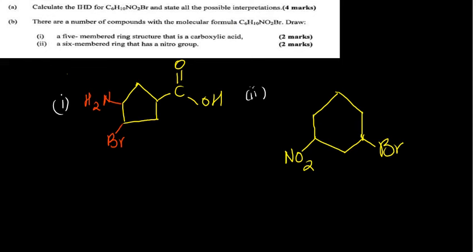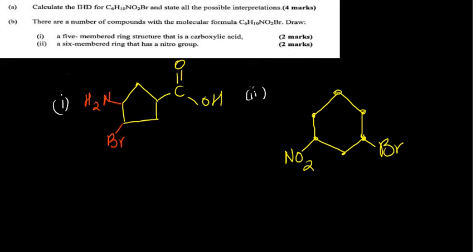So we're supposed to have 6 carbons: 1, 2, 3, 4, 5 and 6. And we need only one nitrogen, which is already here, and 2 oxygens, which are already here. We need a bromine, which is already there. Now what we just need to determine is, are there 10 hydrogens? So let's determine that.